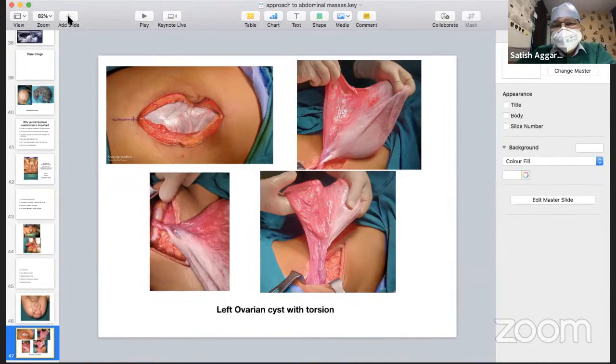This is quite a common scenario. In fact, the urachal abnormalities, let us put it urachal abnormalities, they can fall into a patent urachus, which will obviously manifest as urinary leak through the umbilicus, which of course is not there in this case.